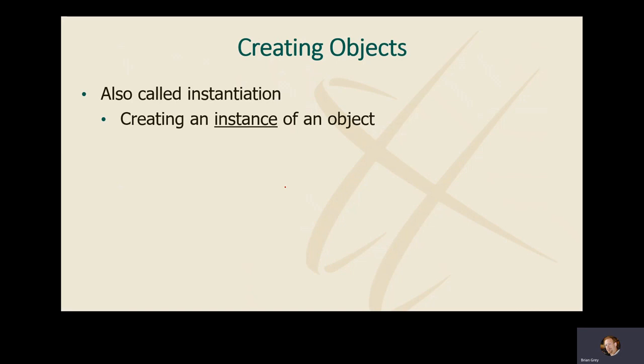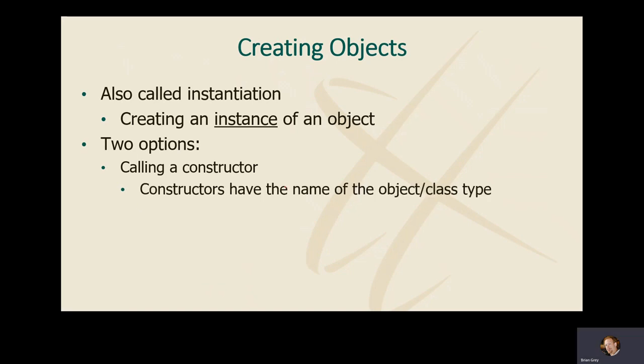Instances are individual objects. And we can go about this two ways. We can say, I'm going to do this explicitly. I'm going to call the constructor. And a constructor is a special method that has the name of the object or class type. Okay. It looks like this, right? This is the int constructor. And the constructor returns a reference to the newly created object.